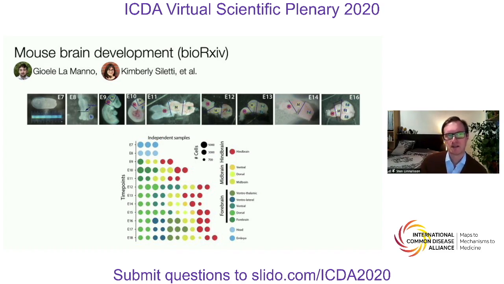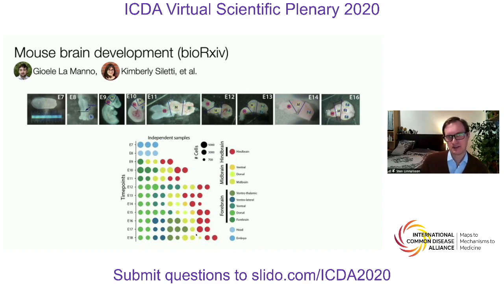So we dissected embryos at every embryonic day from E7 to E18. In the beginning, we took the whole embryo or the whole head, and then we gradually refined the dissections as the nervous system matures, dissecting forebrain, midbrain, hindbrain, and eventually distinguishing also ventral from dorsal regions.